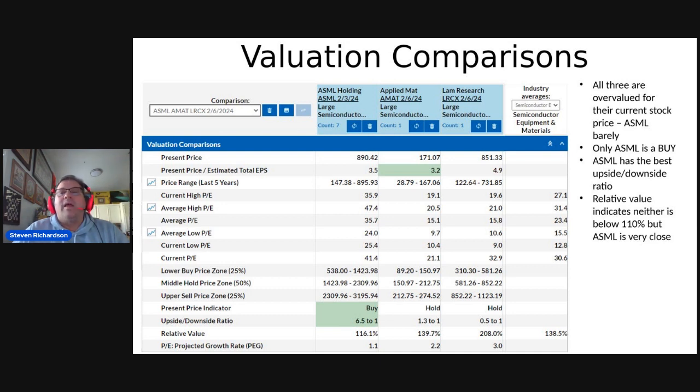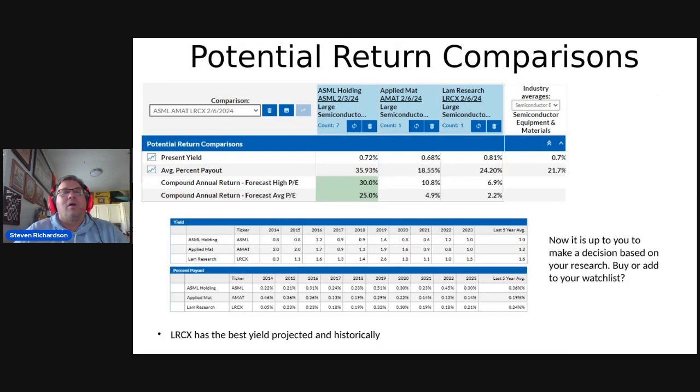And all three are overvalued for the current stock price. ASML is barely overvalued. Only ASML is in the buy zone. ASML has the best upside downside ratio. And on relative value, none of these are below 110%, but ASML is pretty close. All right, let's go on to potential returns here.